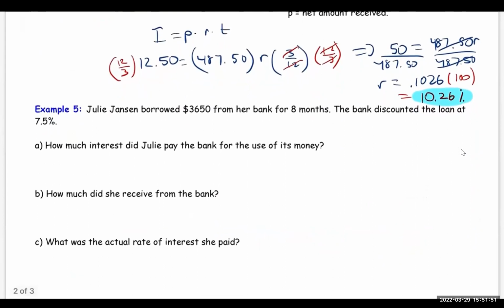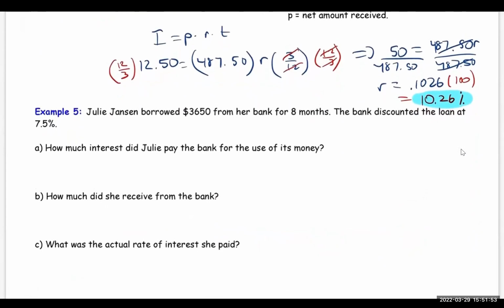All right, let's look at this one. Julie Jansen borrowed $36.50 from her bank for 8 months. So we know the P, the principal. We know the time. That's going to be 8 out of 12 because we're converting to years. And the bank discount on the loan is 7.5%, so that's going to be 0.075 after we move the decimal 2 places to the left. How much interest did Julie pay the bank for the use of its money?